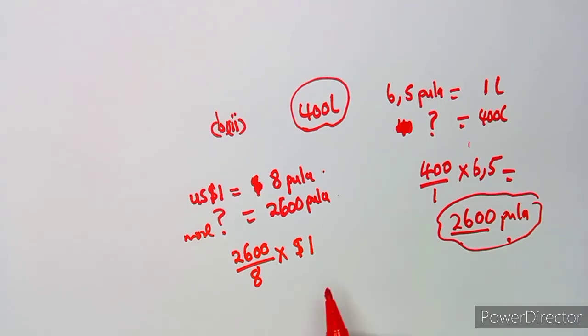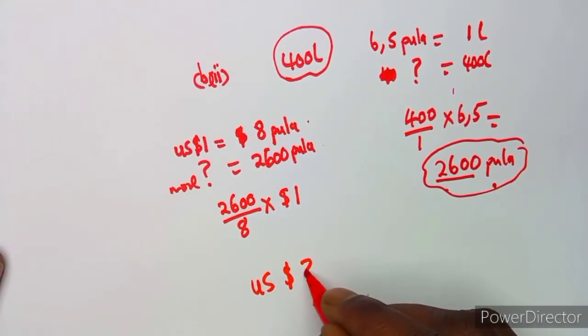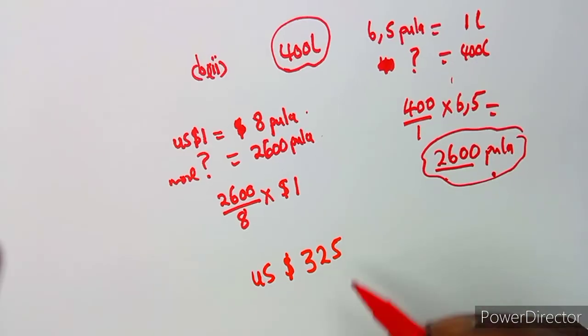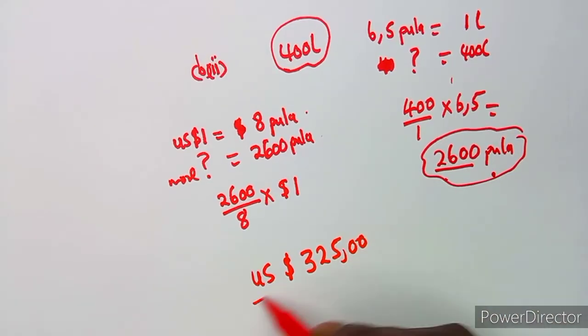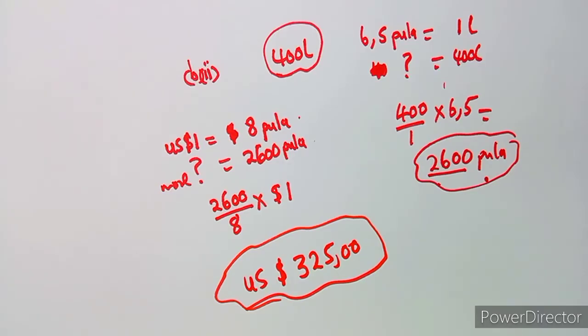Anyways, if we divide properly, this is going to give us 325 US dollars. All right, that's 325 US dollars. So that is what you're going to have in this case. So it's a matter of working or understanding the concept that you'll be given. So that is how you simply work out these typical questions.